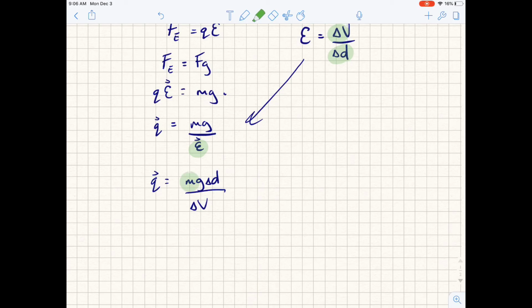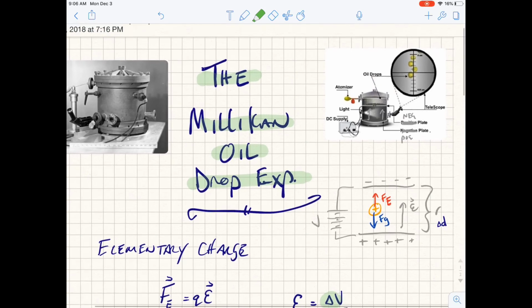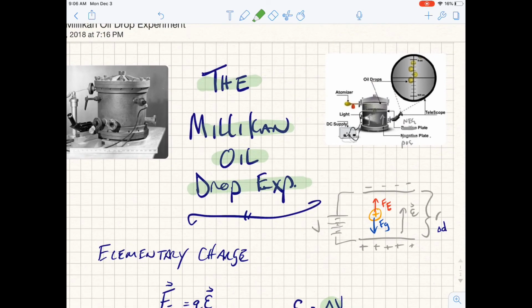Well, what Millikan did, and I think he probably ruined his eyesight doing it, this is where the microscope comes in. Once he had an oil drop that was positively charged levitating, he took a measurement of that potential difference, and then he turned the voltage off and let that particle drop. And this is why it's called the oil drop experiment.